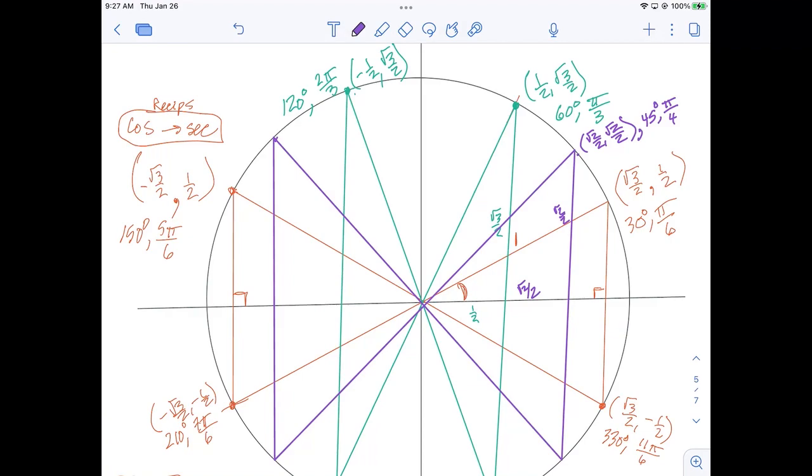No, that's the sine. The cosecant is the reciprocal of sine. What's the reciprocal of square root of 2 over 2? Just square root of 2. You don't want to have to re-rationalize it every time.